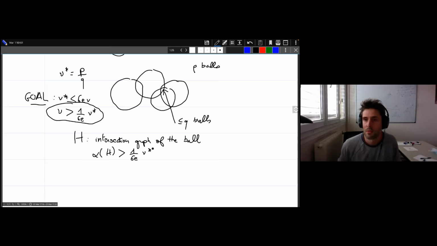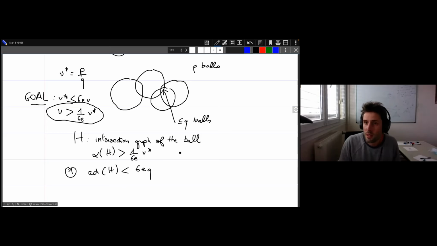Do we agree? We have a fractional packing, so we make an intersection graph out of it, and we want to extract a packing, but a packing is actually an independent set in this graph. One way to prove that the independent set of a graph is large is to prove that this graph has small average degree. So our intermediate goal will be to prove that the average degree of H is at most 6eq.